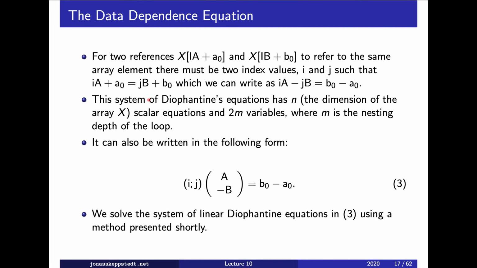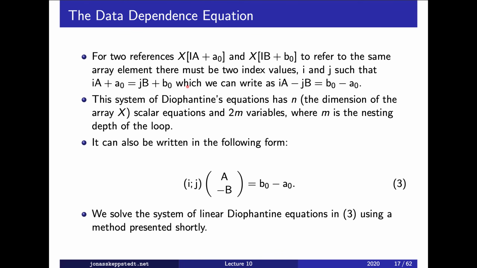Well, as a start, we can set up this equation. So I here is one index vector, and j is another. They both use the same loop variables, but different instances of them, so they represent different iterations. And if there is an integer solution to this, then there may be a data dependence. It's not certain, because the solution that we find must be within the loop bounds.